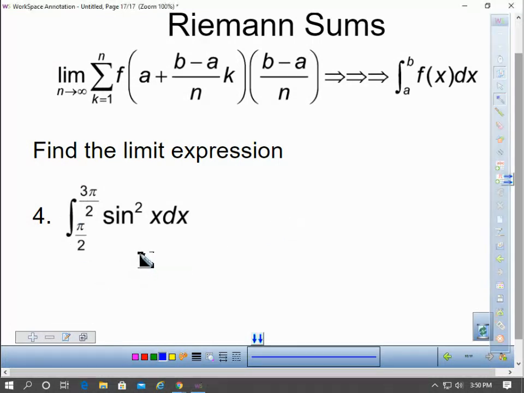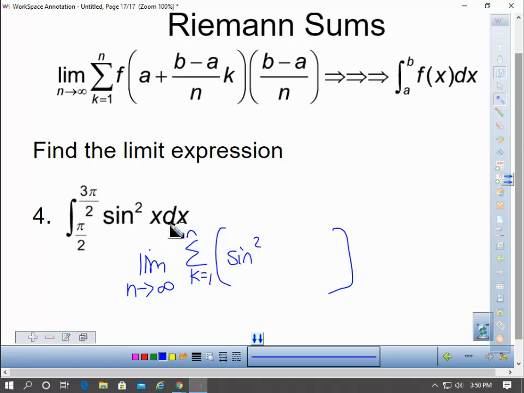All right, so the answer is going to be the limit as n goes to infinity of the summation of k from 1 to n. So now I need my f of x, which is sine squared of some expression. Now, what am I putting in place of x? I'm putting all this. So I need my a number. My a number is pi over 2. Plus, now I need b minus a over n.